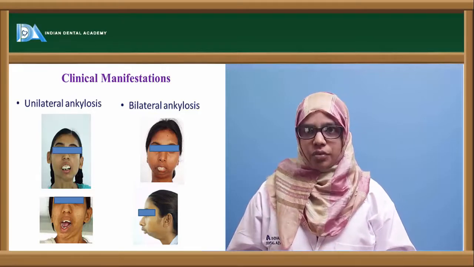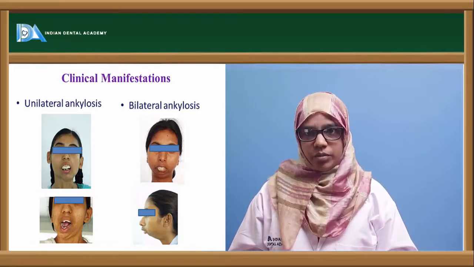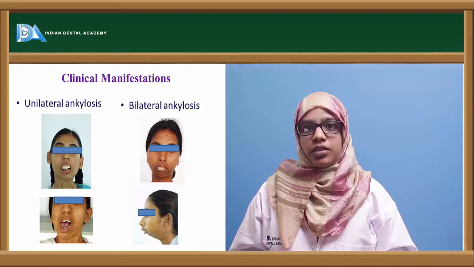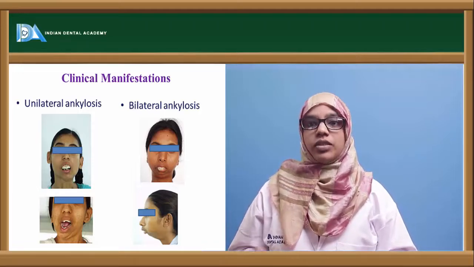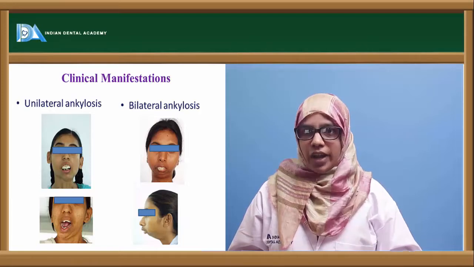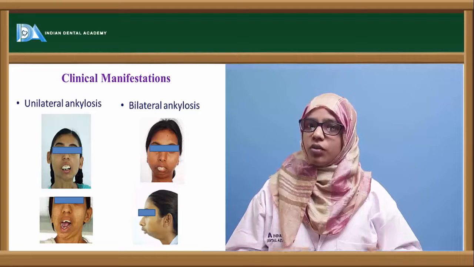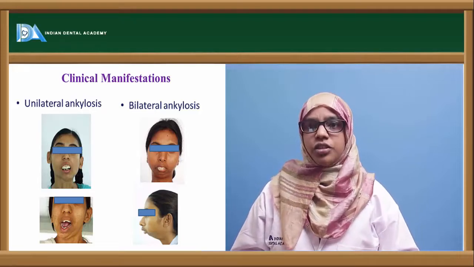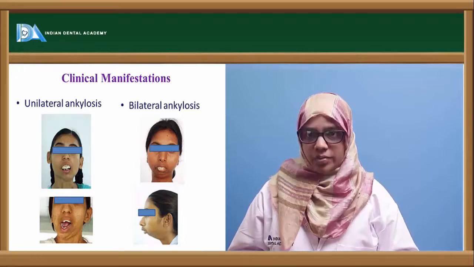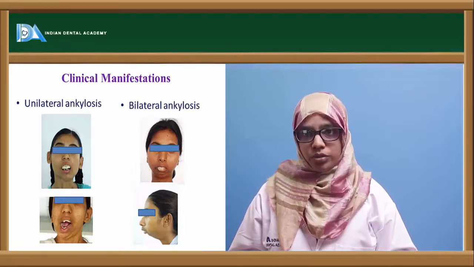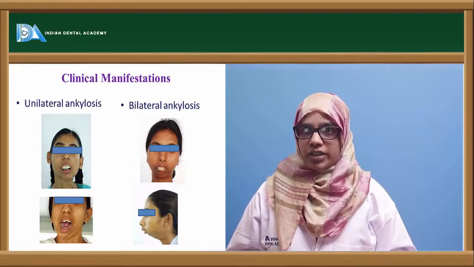As you can see in this photograph, in case of a unilateral ankylosis, there will be facial asymmetry. The chin is deviated towards the ankylotic side. There is roundness of the face towards the ankylotic side. There is flattening or elongation of the face on the unaffected side where the condyle is growing normally. The chin is protruded and retracted. The patient will have a crossbite. There will be class 2 malocclusion, and there will be presence of an antegonial notch on the affected side.